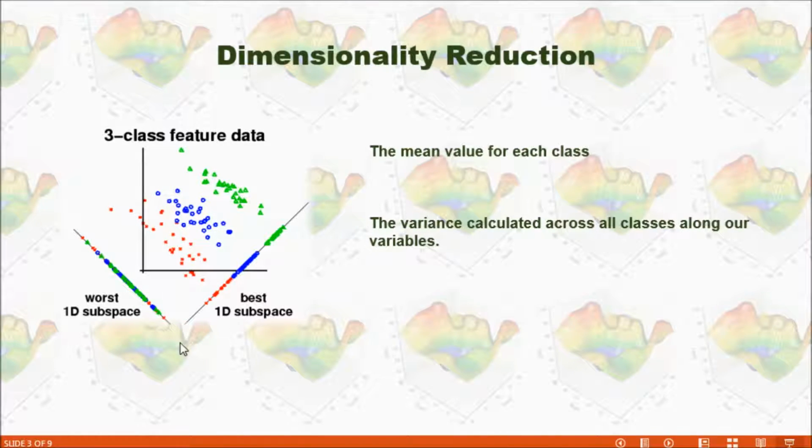But if we project all the data to this direction, you can see we mix all the data together, so it's hard to separate them. So this is the worst projection, and this is the best projection.